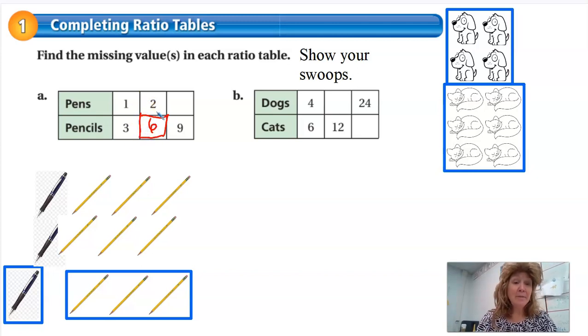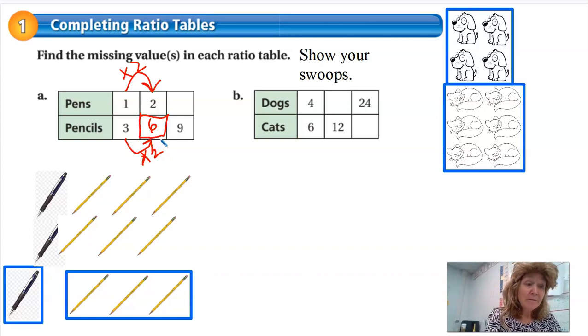And here's the math I'm doing. When I'm trying to fill out information that's missing from the pencil row, I look at the pen row to give me the pattern. When I went from 1 to 2 pens, it was a times 2 pattern. So I also have to times by 2 to figure out how many pencils I would need to keep the same ratio.